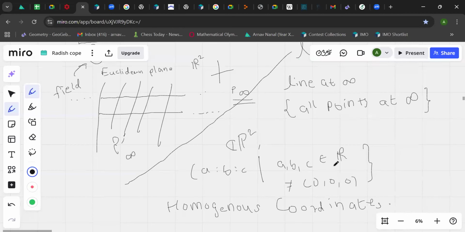So this is where this R comes from. That's why it's RP square. If you change this to complex numbers, then it will be CP square. Okay, is everyone clear how we define RP square till now? The geometric definition, not the algebraic one.